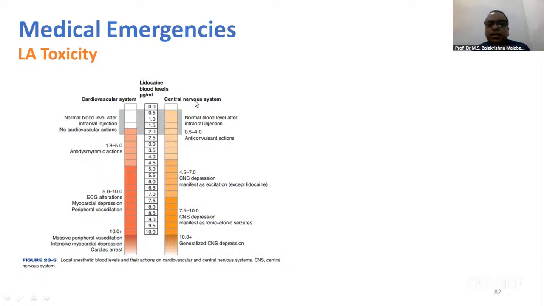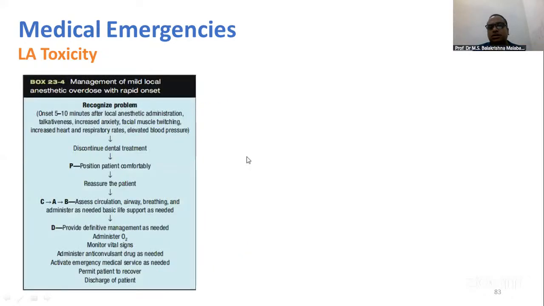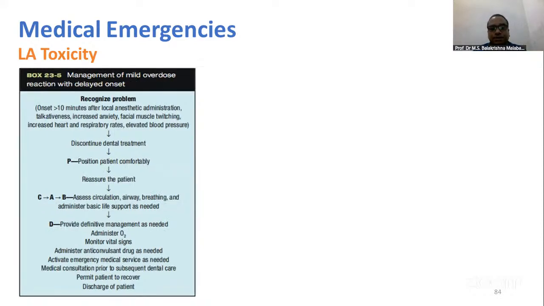Similarly, in the central nervous system, from 0 to 0.5 is normal, 0.5 to 4 gives anticonvulsant action, and 5 to 7 you have got CNS depression, then at 10 plus, generalized CNS depression. So this is the most important part of LA toxicity, you should learn this. Here, calm the patient, make sure the patient is out of this, and only then discharge the patient.